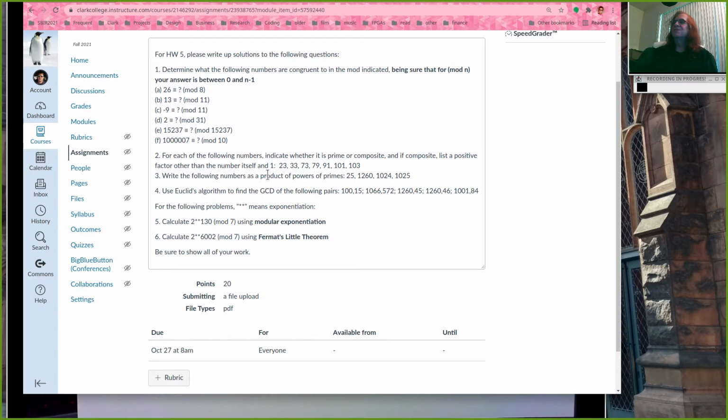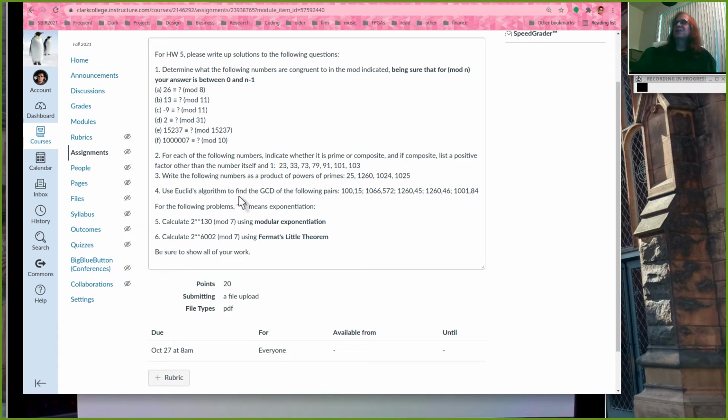Question 2, which of the following numbers are prime and which are composite? And if they are composite, list at least one factor of the number other than itself and 1. So that's kind of a trial and error thing. Question 3, write the following numbers as products of powers of primes. For example, 25 is 5 squared. Oh, I gave you the answer to one question. But do that for these other ones, right? So this is playing with that fundamental theorem, writing these things as a product of primes.